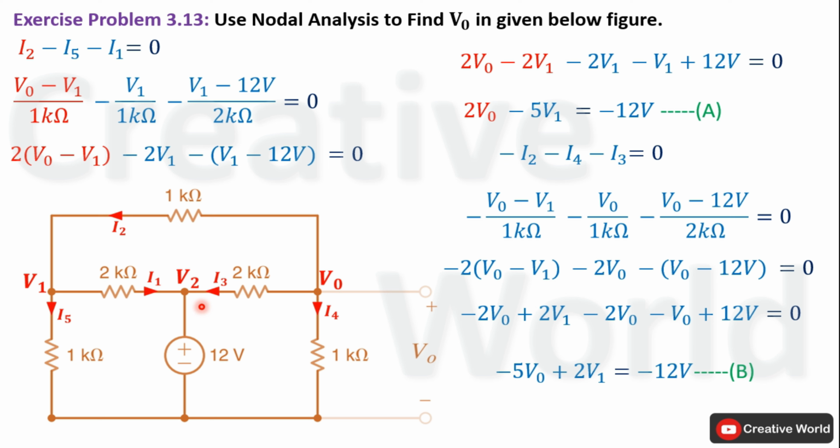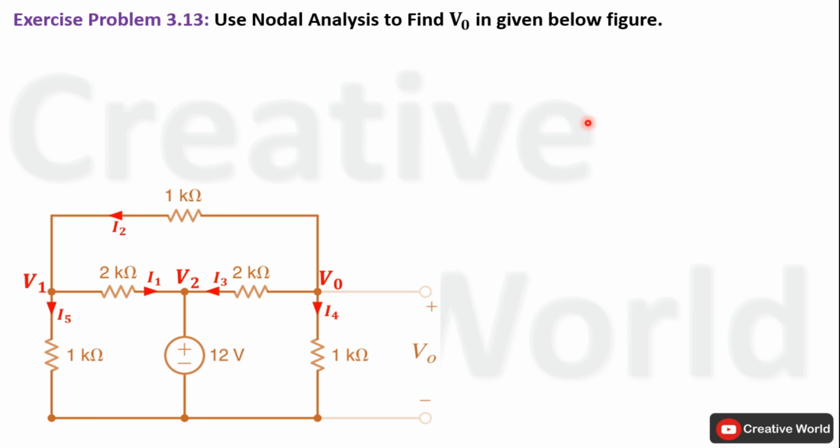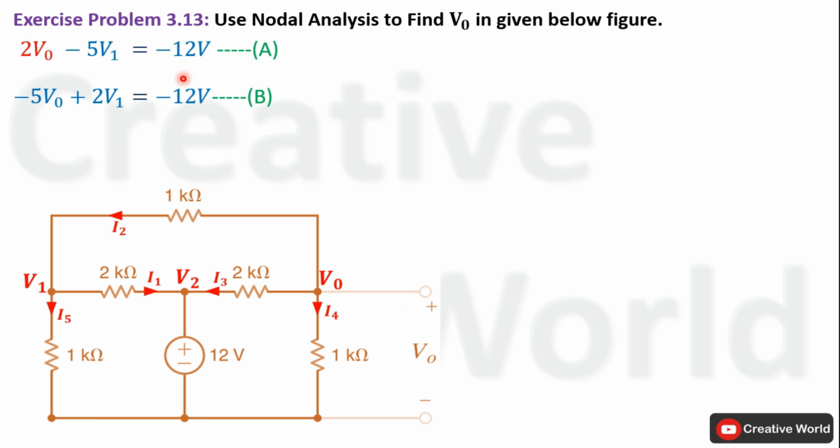We don't have to apply Kirchhoff's current law on this node because the voltage of this node is already known, which is 12 volt. So now we will try to solve these two equations to find out the value of voltage V0. For that purpose, we will multiply this equation A with 2. The equation will become 4V0 minus 10V1 equal to minus 24 volt.